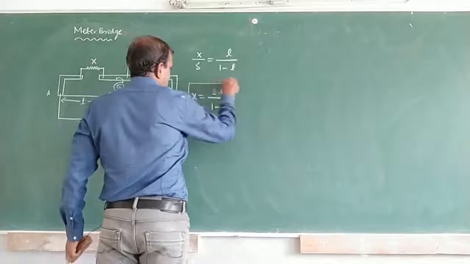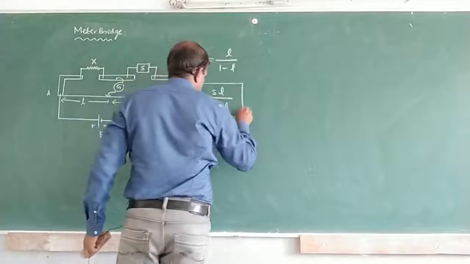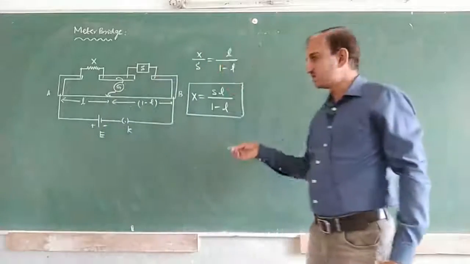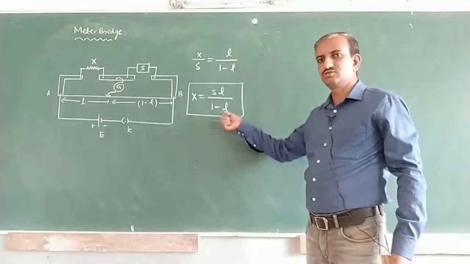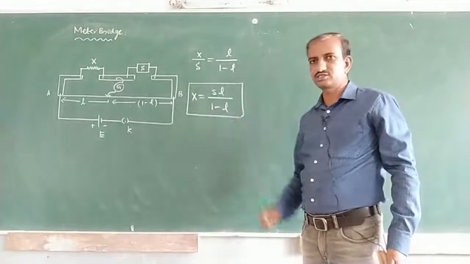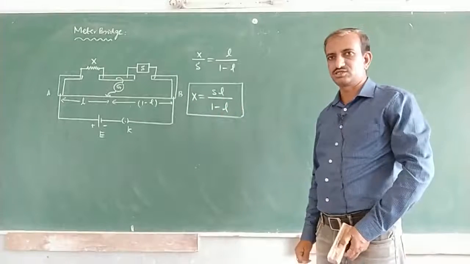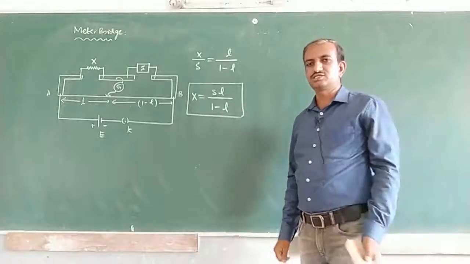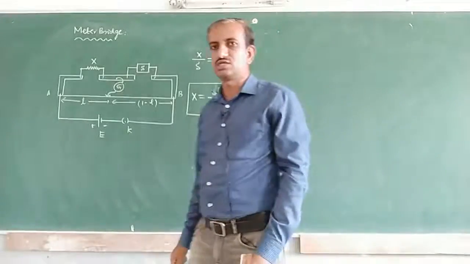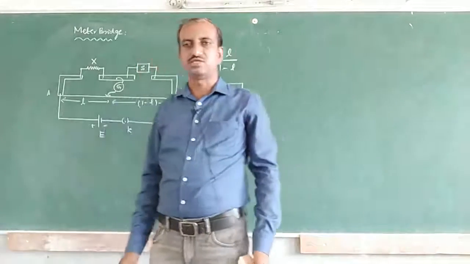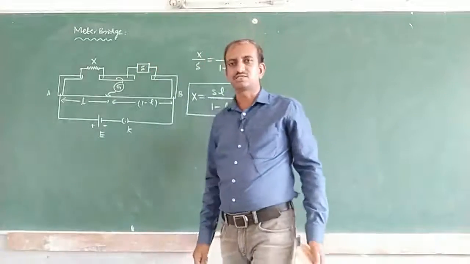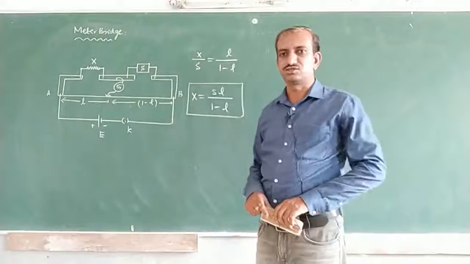So, we know the value of S, we know the value of L, and we know the value of 1 minus L. So, we can easily find the value of X using the meter bridge. This is how we can find the resistance of a given wire using the meter bridge. The meter bridge is a device which works on the principle of the Wheatstone network.